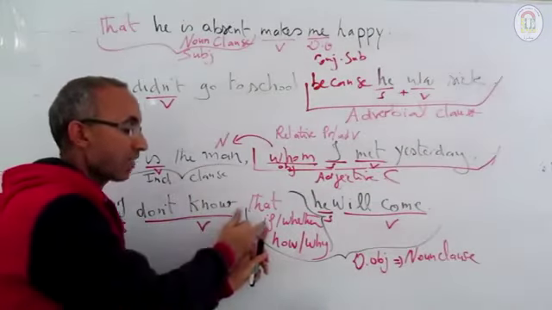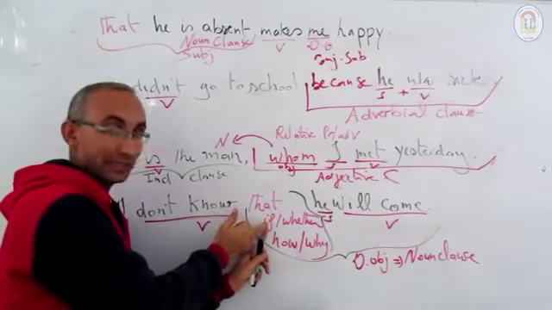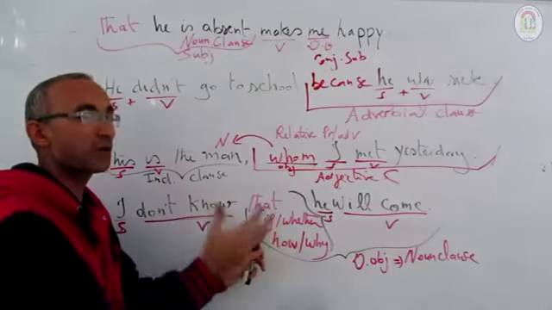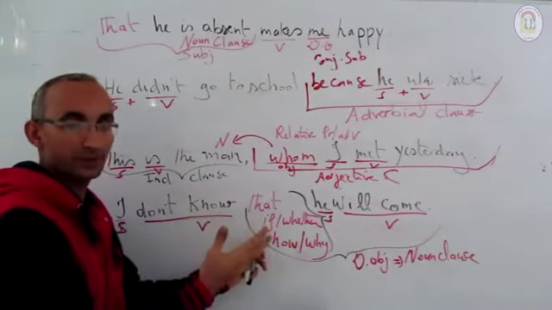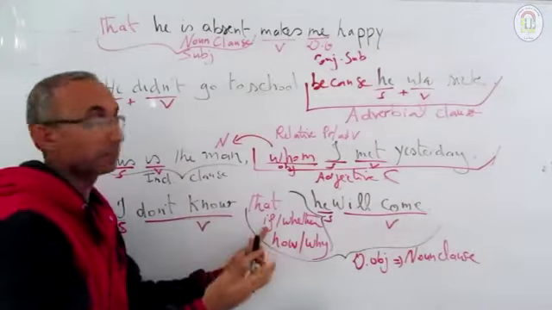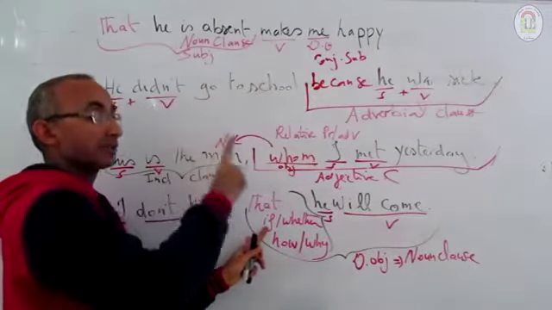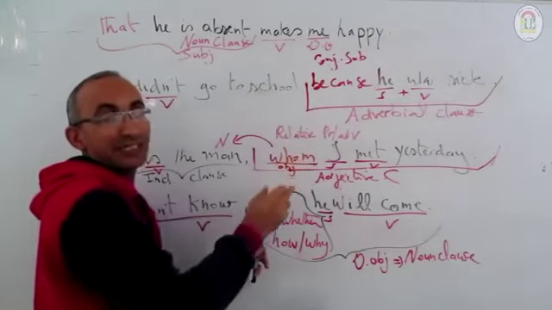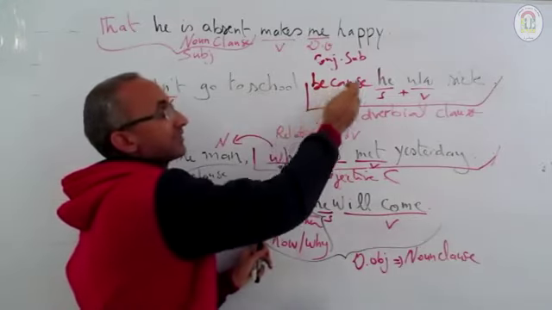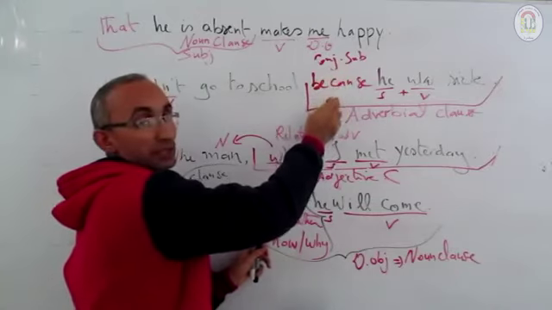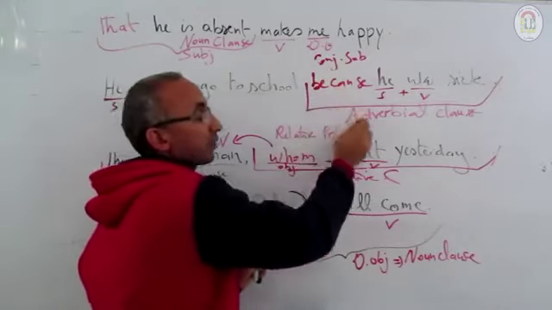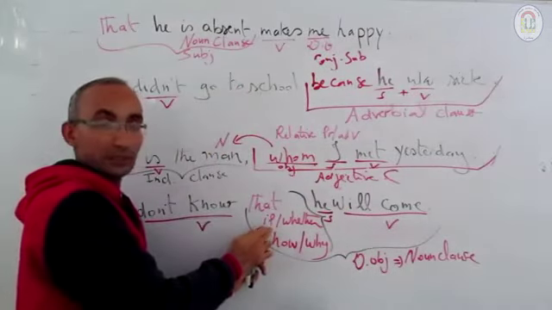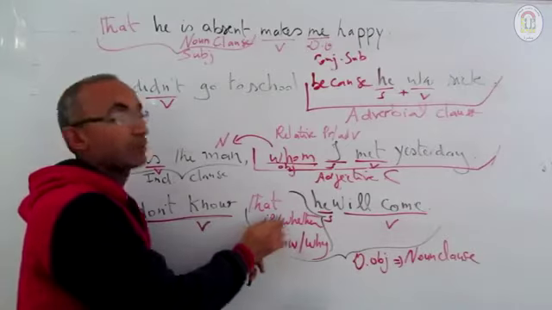Here, if of the noun clause does not indicate condition. I don't know if he will come. Here it expresses only a kind of doubt, uncertainty. Clear? But when we say, if you work hard, you succeed, here we have a condition. So if here, expressing condition, is a conjunction of subordination. And it forms to me what? An adverbial clause. Clear? When it's only of doubt and uncertainty, it forms to me a noun clause.